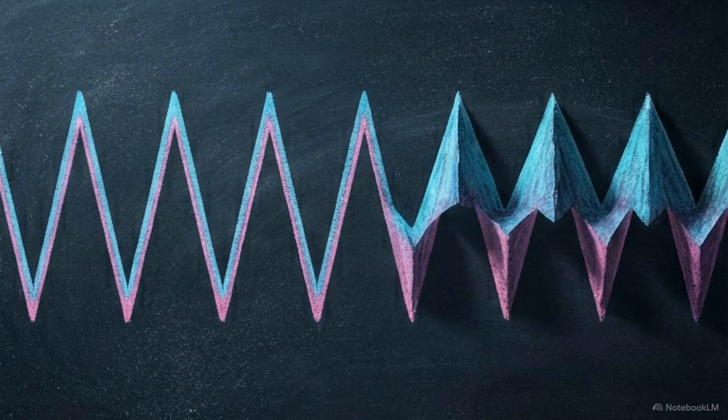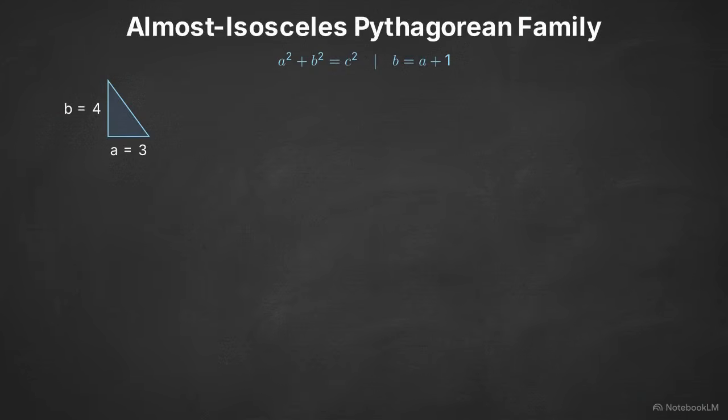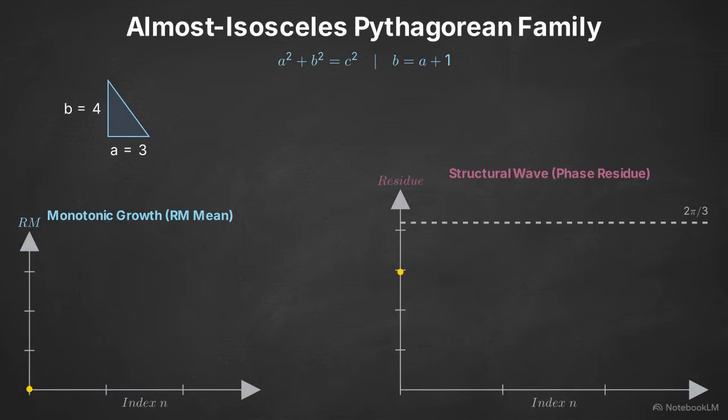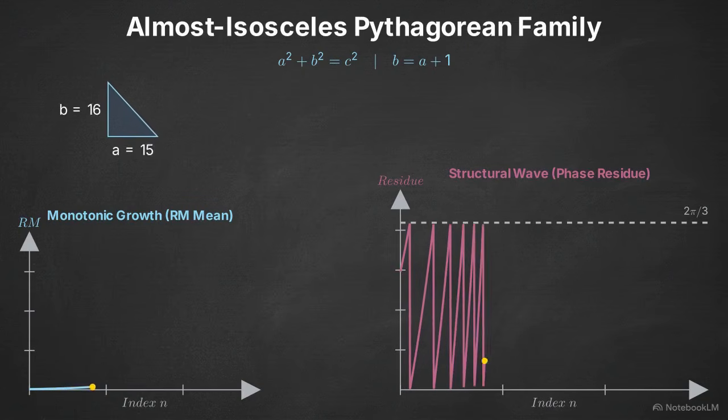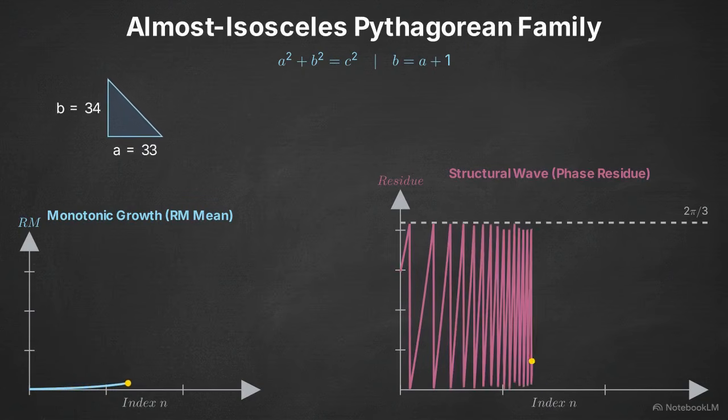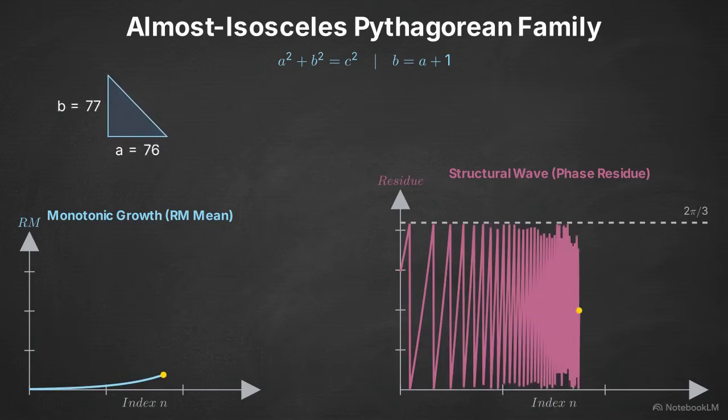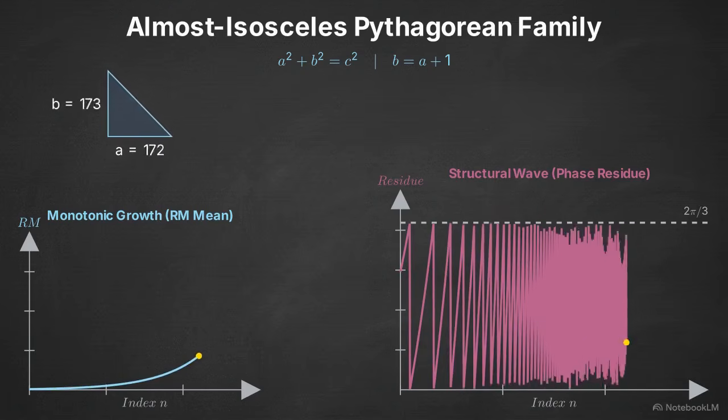The first of these rules, mechanism A, dictates proximity through an irregular but strictly periodic family-level structure. We observe this by isolating the almost isosceles Pythagorean family, where the 2 legs differ by exactly 1, and tracking their root mean, or RM, values. As we progress through the family index to larger triangles, the RM mean grows monotonically.